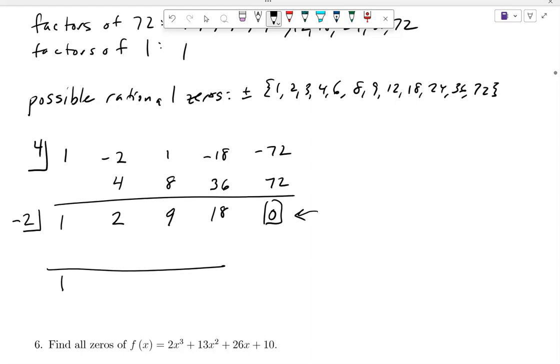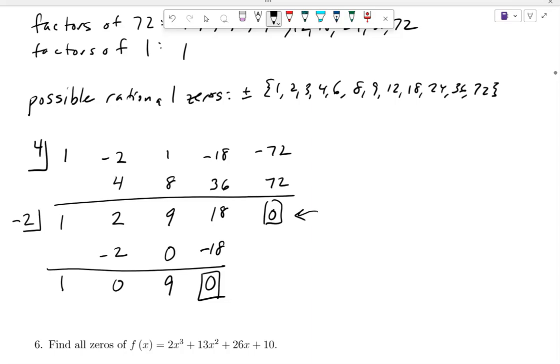Drop down the 1 and then multiply gives you -2. Add, we get 0. Multiply 0. Add 9. Multiply -18, right? And then add, we get 0. 0, which is what we're supposed to get, isn't it?